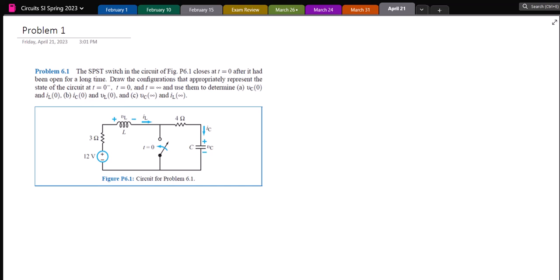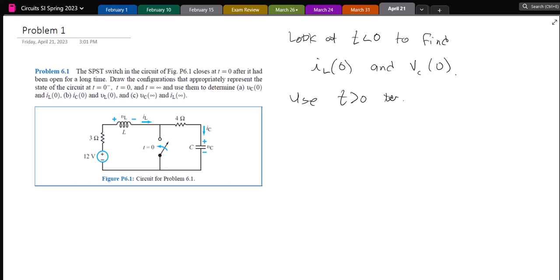So the key thing to remember when you're doing these, and this is always true: look at t less than 0 to find IL of 0 and VC of 0. Use t greater than 0 to find IC of 0 and VL of 0.